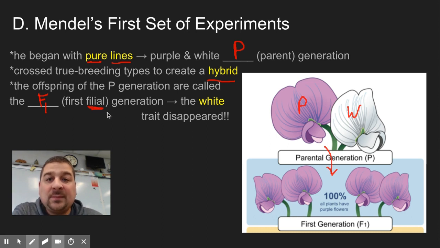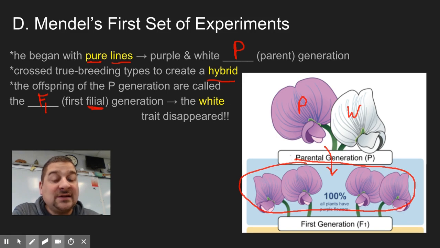And something quite astonishing happened. When he crossed purple flower and white flower, look at the F1 generation down here. Do you see any white flowers? Don't think so. He was astounded that the white trait disappeared. Where did it go? And he thought, well, that is really strange because it's not blending theory. They didn't turn whatever white and purple mixed together make, but they were all purple, like the one parent.